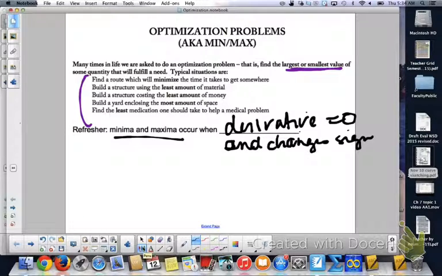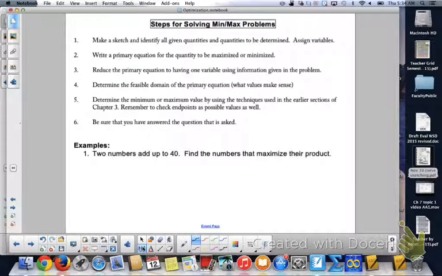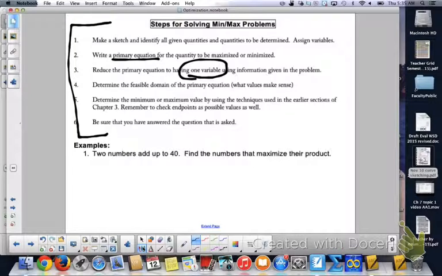Okay, so from there, let's look at steps to solving. These ones, go ahead and read them. I'm not going to read them to you, but you want to make sure you are following them. Basically, you write a primary equation and then get that equation down to one variable.